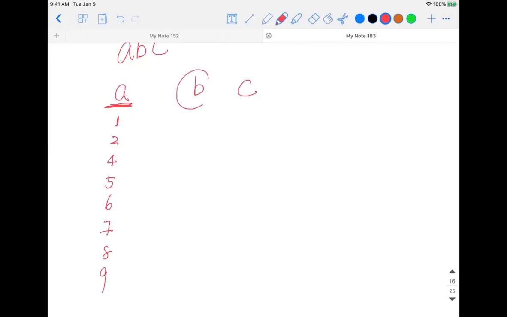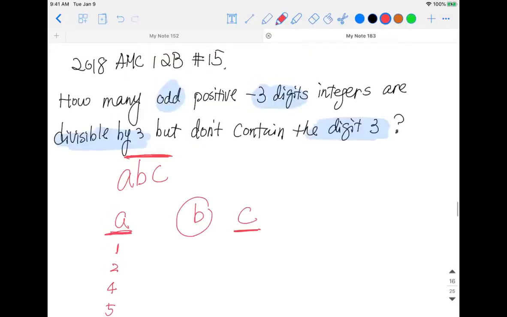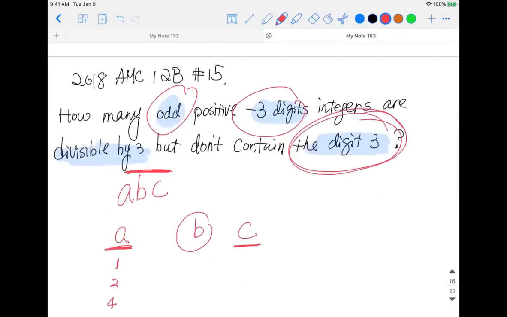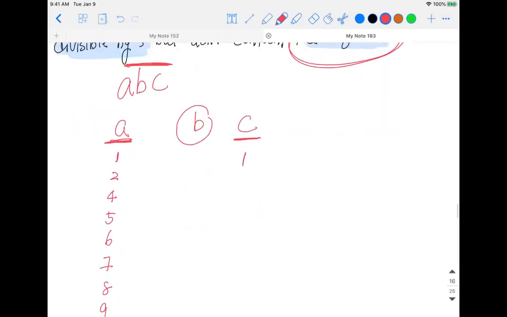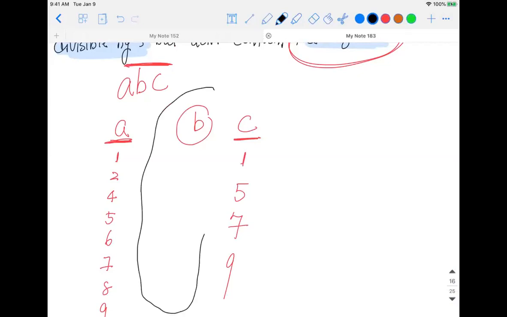The second digit, let's leave it there for a sec because there might be a lot of flowery things for the second digit. Let's go to our last digit. The question says it should be an odd number, and it cannot have the digit 3. So the last one can be 1, no 3, 5, 7, 9. Okay, it's quite understandable.